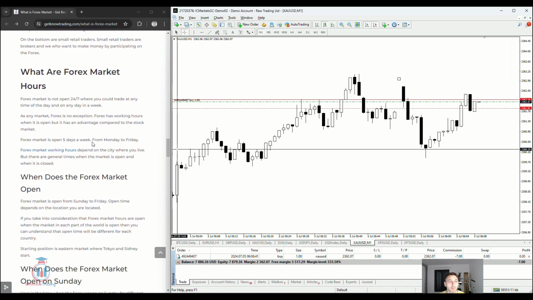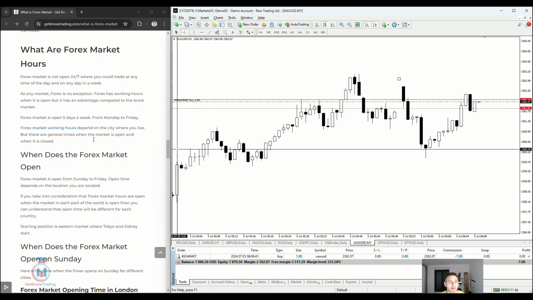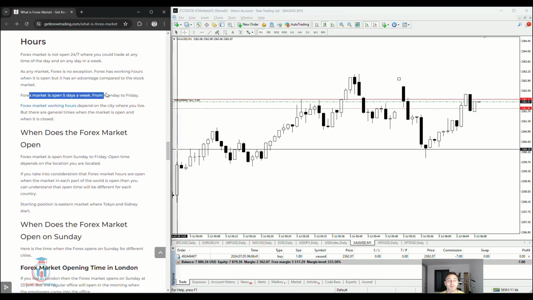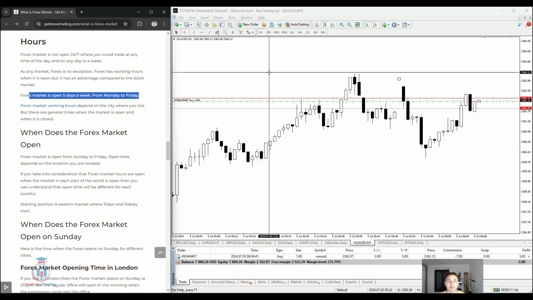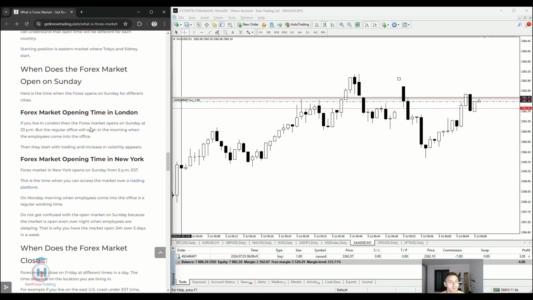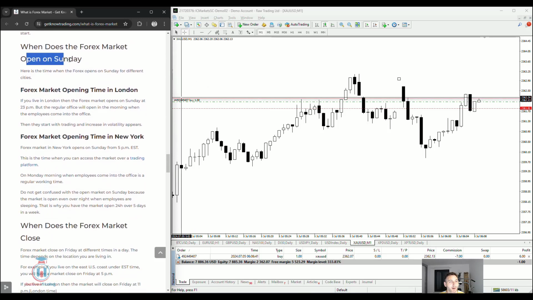Now, when the market is open, you can see that the Forex market is open 5 days a week, from Monday to Friday. This will also depend on the country where you are living in the world, because in some countries the Forex market will start on Monday, but in some it will start on Sunday evening. Now you will see here when the market opens on Sunday.